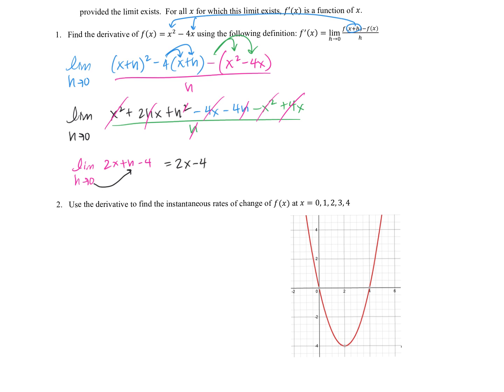This is that curve, x squared minus 4x. I just graphed it for you already. This is the slope of that curve at any x value, meaning the derivative. So it says use the derivative to find the instantaneous rate of change at these different values. When x is 0, what do you think the slope of that tangent line is going to be, positive or negative?